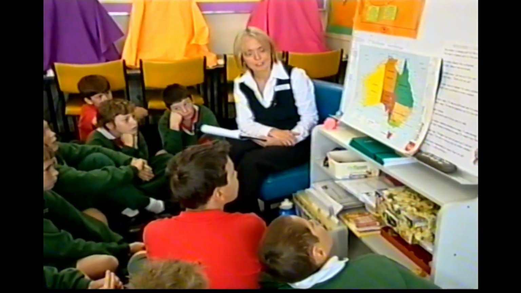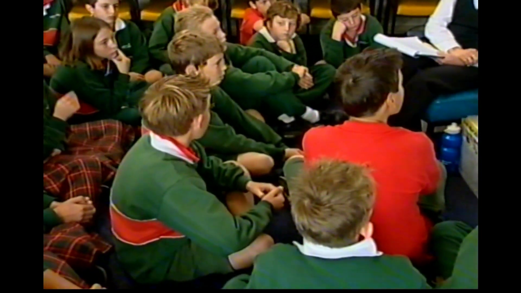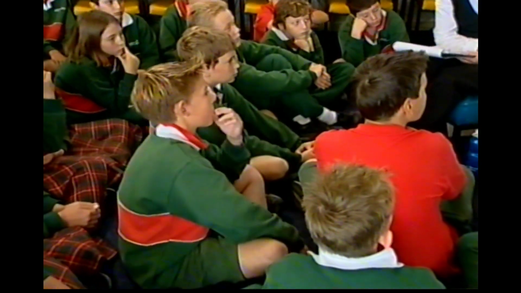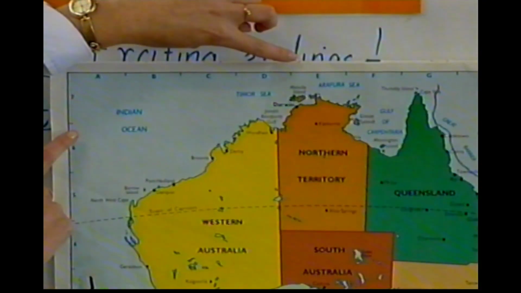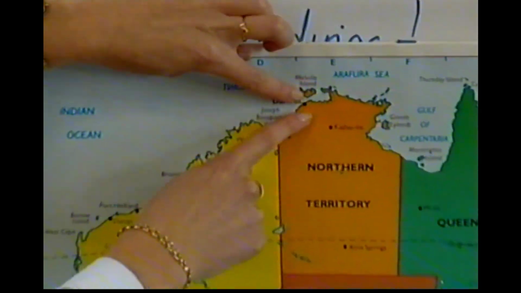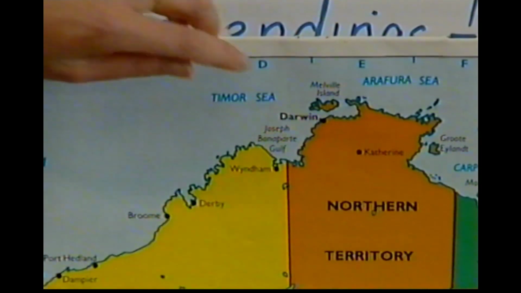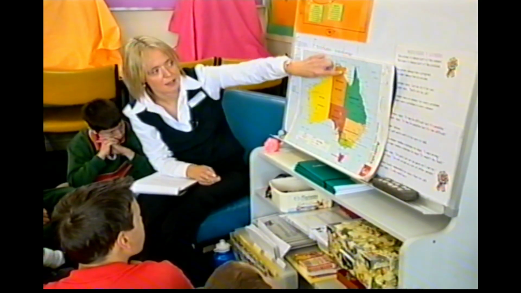Now, Will, were you going to have a go? Darwin is in E7. E7. Okay, so if I put my finger on 7 and go along to E, we come down, we find that Darwin would be in that square.